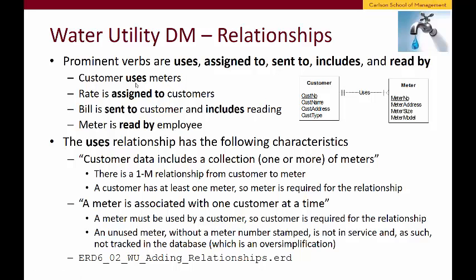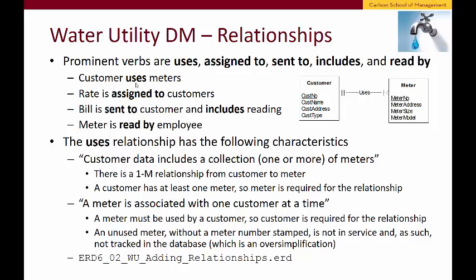The fact that a single customer, presumably a commercial one, can have one or more meters makes this a one-to-many relationship for customer to meter. A customer has at least one meter. Otherwise, it's not a customer. So a meter is required for a customer. A meter must also be used by a customer. So a customer is required for a meter as well. We will relax this assumption later on, making a customer optional to the relationship, i.e. allowing idle or unused meters before they are put into use and attached to customers.